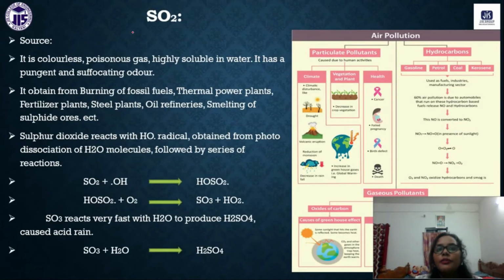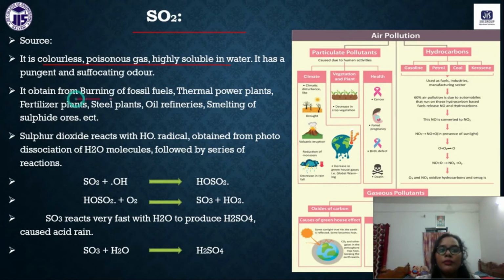Next we have sulfur dioxide. What are the sources of sulfur dioxide? Again, it is a colorless poisonous gas, which is highly soluble. This sulfur dioxide is highly soluble in water, and it will form sulfuric acid, which is very harmful for the skin.